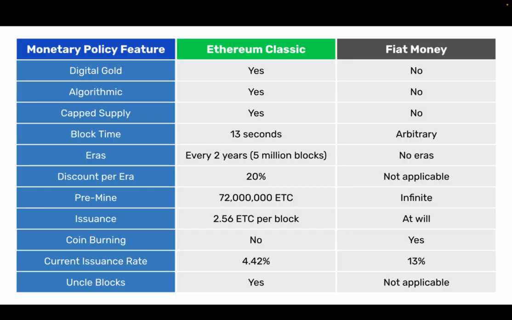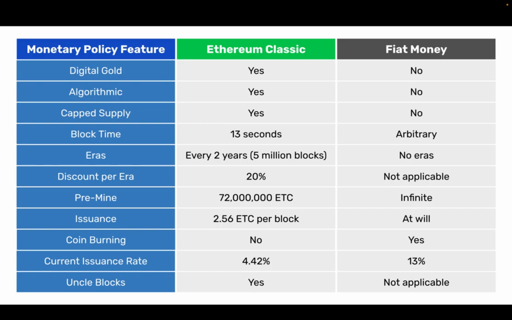It's divided in 3 columns. The first one is the features of the monetary policy. The second column is what ETC has with regard to each feature. And the third column is how fiat money is with regard to each feature. The first feature is: is it digital gold? In the case of Ethereum Classic, yes. In the case of fiat money, no.